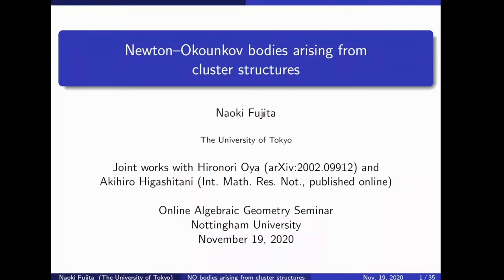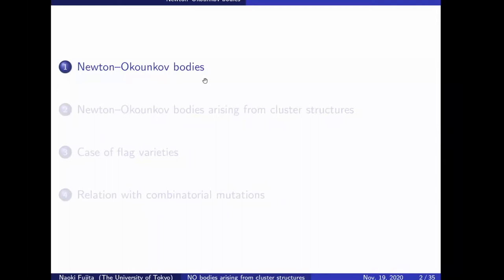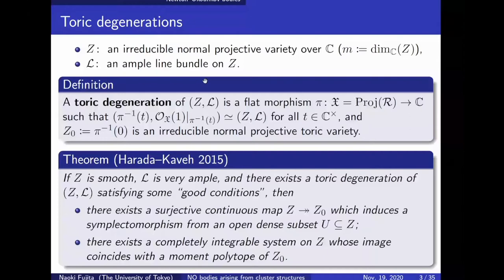In this talk, we will construct new Newton-Okounkov bodies using cluster variety structures and study their properties. This talk is based on joint work with Hironori and Akihiro Higashitani. Let me start with Newton-Okounkov bodies. They give a general construction of toric degenerations.